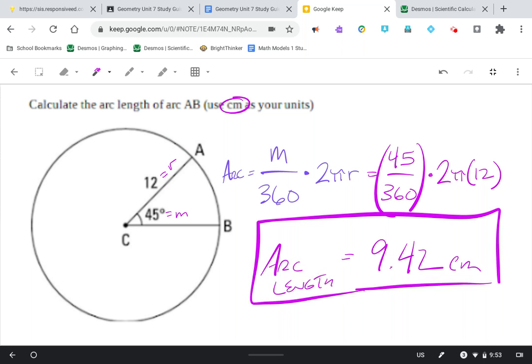of the arc AB. Remember, we're measuring the arc length. That's this length. I actually want to know the distance along the curve between A and B. And so we found the part of the circle we're looking at, and we found the circumference, multiplied them, and that gets us just the portion that we're looking at. All right.